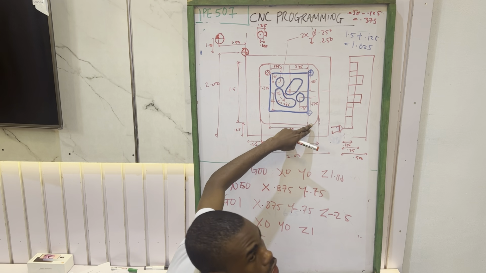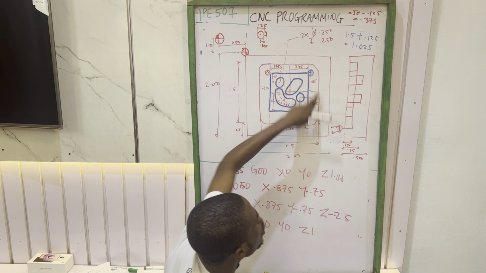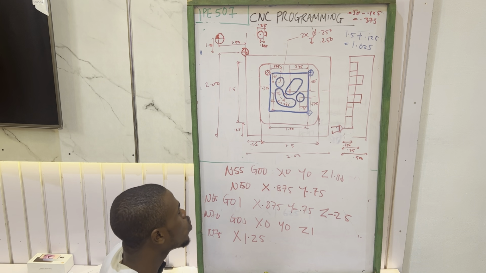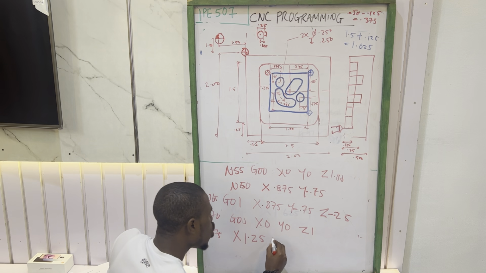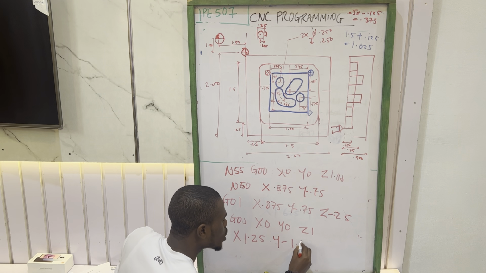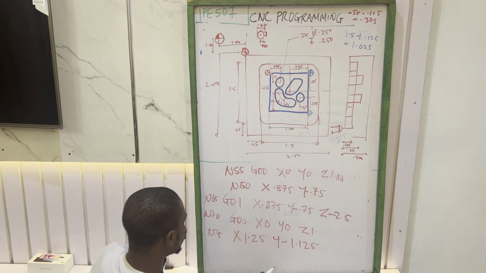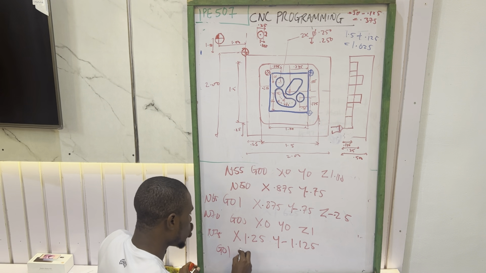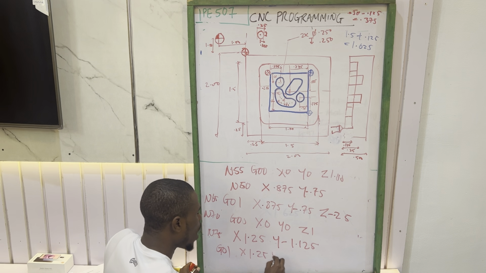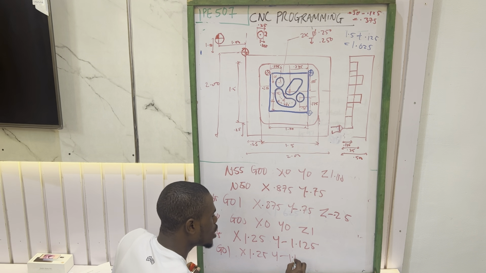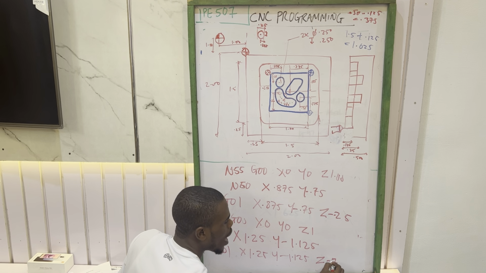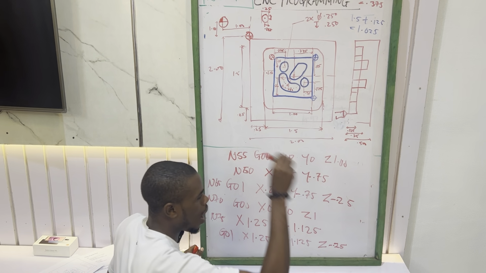So this full one is 0.875. Then 2 minus 0.875 will give you 1.125. So your Y will be negative 1.125. Do you get? So now I want to perform the drilling operation. That will be your G01, linear interpolation. You repeat the same stuff: X 1.25, while your Y is negative 1.125. Then your Z, which is the depth of the hole, negative 0.25. So we have drilled this hole now.